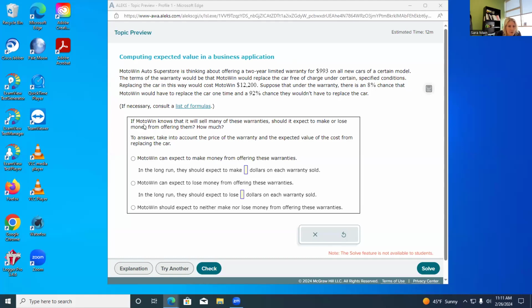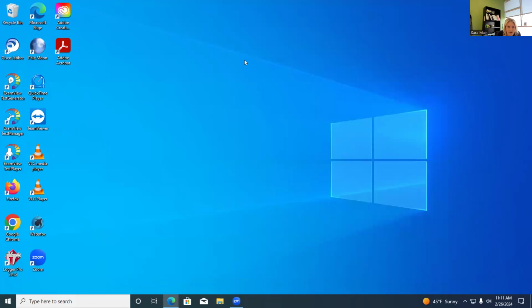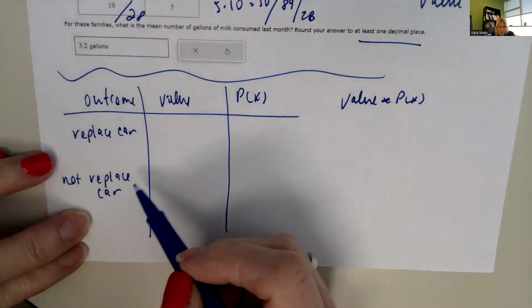So they're asking us if Moto Win knows that it will sell many of these warranties, should it expect to make or lose money from offering them, and how much? So we need to look at the outcomes, and there are 2 outcomes: replace the car and not replace the car. Okay. And so I'm going to take you to my paper for a moment here, and we're going to work them on paper. So we have replace the car and not replace the car.